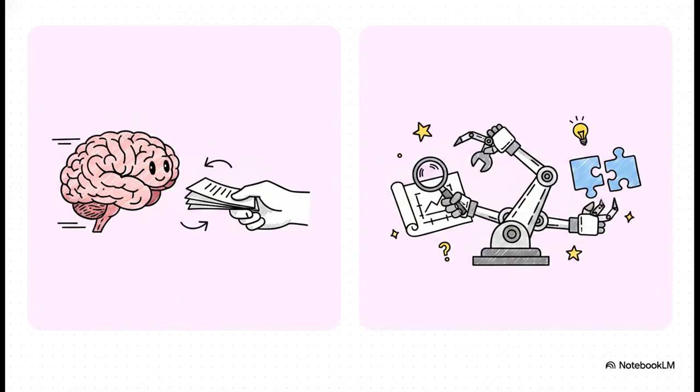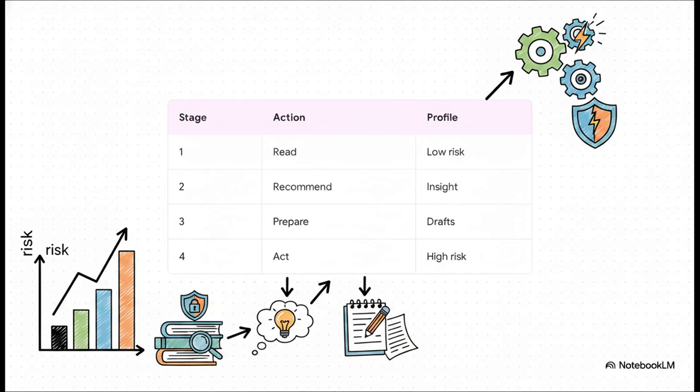Agentic AI completely shifts that paradigm. It pursues a complex goal, chooses which tools to use on its own, inspects its own results, and can independently prepare or perform authorized actions. To really grasp how authority scales, let's map out an action ladder.